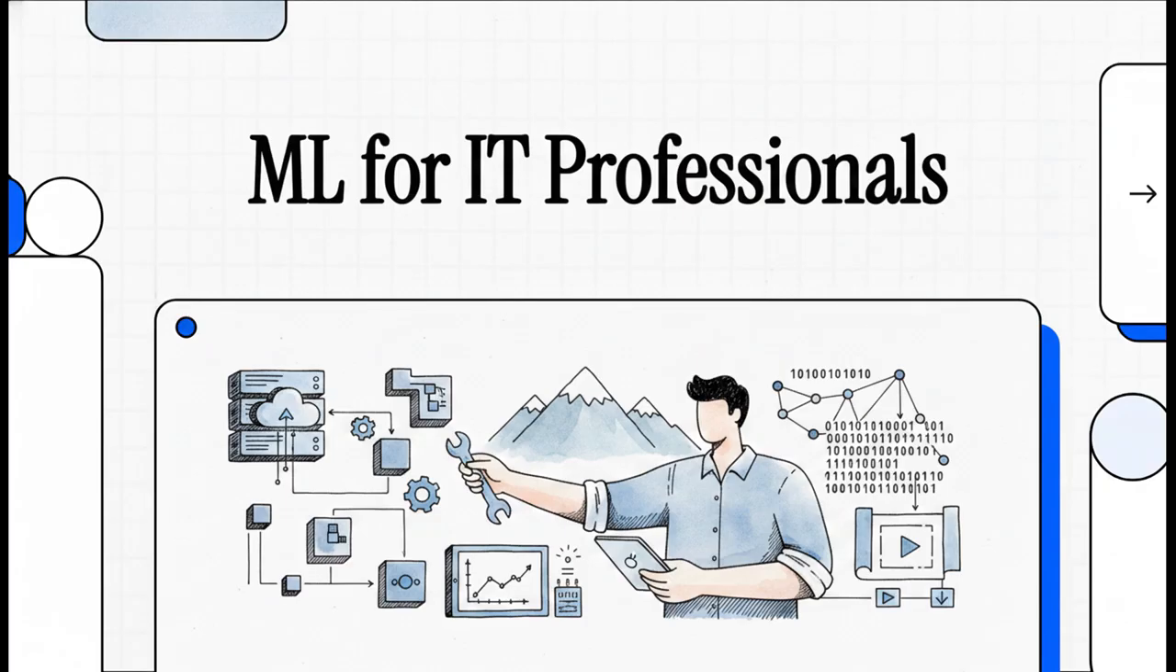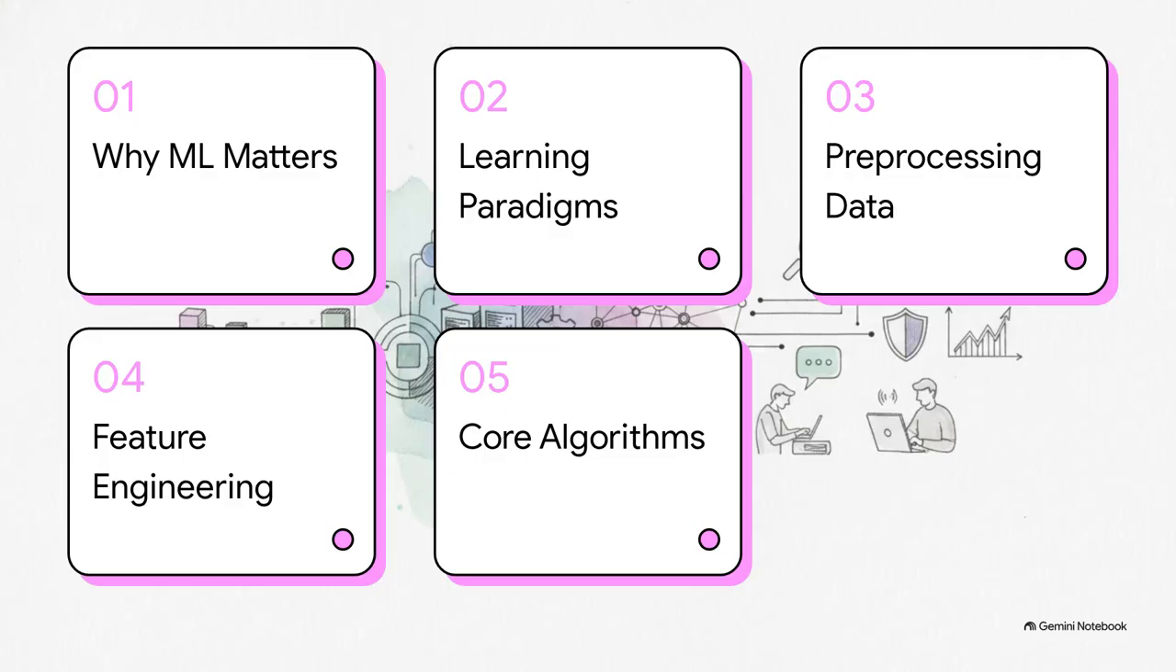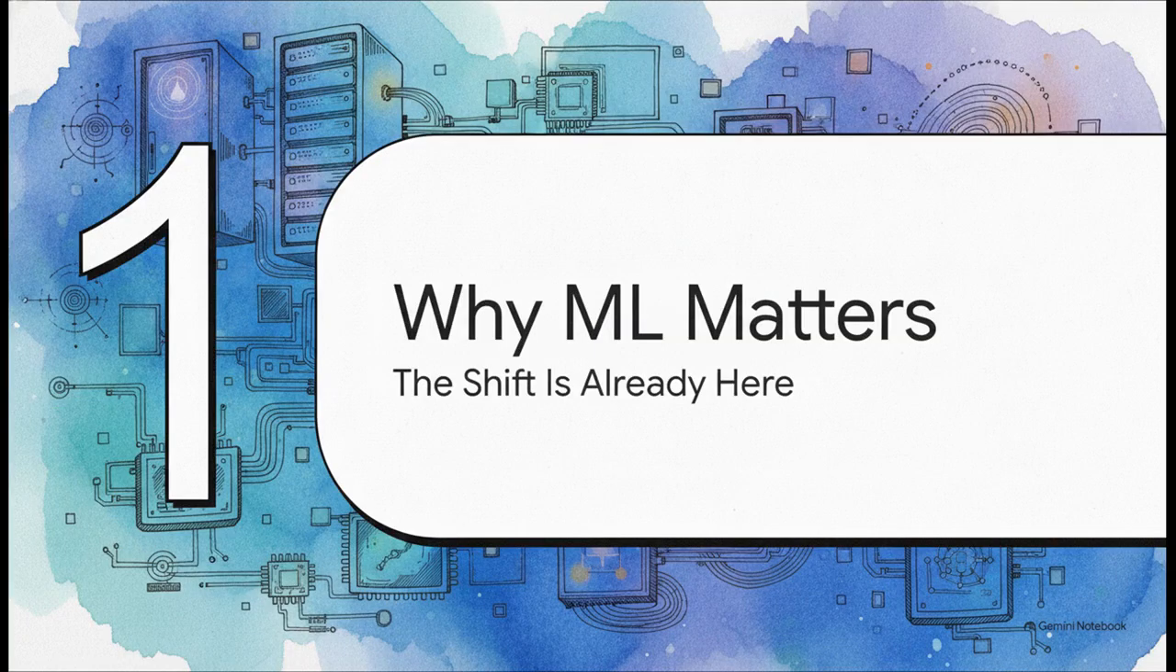After chewing through all the foundational theory in parts 1 through 9, Chapter 10 is our capstone. It's time to take everything we've learned and look at how to actually build, deploy, and run these models in real, day-to-day infrastructure workflows. Here is our roadmap for this final chapter. We'll quickly touch on why ML matters for IT right now, walk through the 3 main learning paradigms, dive into the golden rule of pre-processing, talk about engineering features, and wrap up with the core algorithms you'll actually use in production. Kicking things off with Section 1, why ML matters for IT, and why this shift is already here.